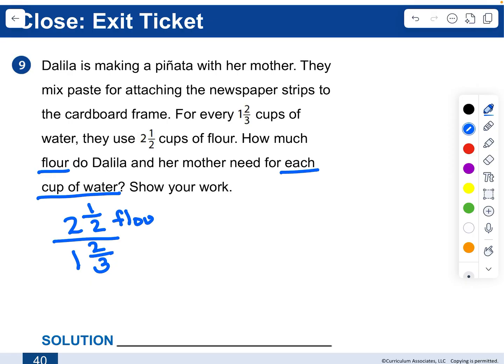We should probably write our words. Okay. Now we have a division problem, but again, we need to go to improper. 2 times 2 plus 1, 5 halves. 3 times 1 plus 2, 5 thirds.